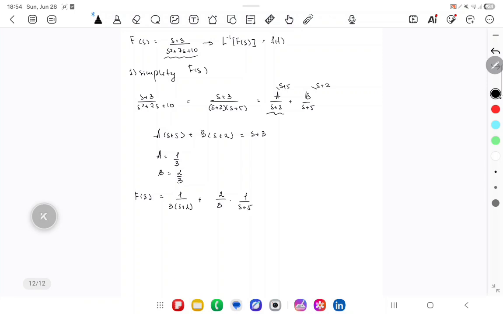In that case, taking the inverse Laplace transform is much easier. The inverse of this will be simply 1 over 3 times the inverse Laplace transform of 1 over (s plus 2), plus 2 over 3 times the inverse of 1 over (s plus 5). And this we know from the table is equal to 1 over 3 multiplied by Euler's number to the power of minus 2t plus 2 over 3 multiplied by the same thing, but just with minus 5t.